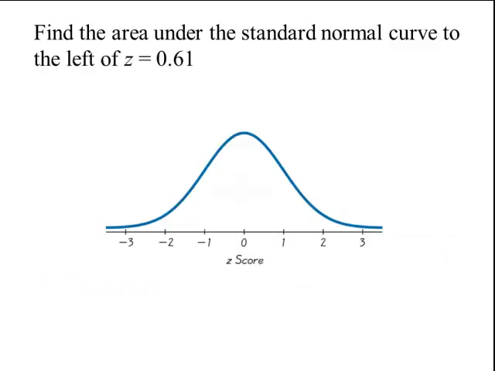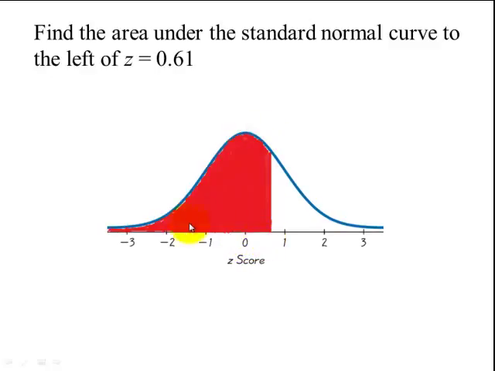Find the area to the left of z equals 0.61. This time the z is positive, so it goes above 0. And we want the area to the left. So just from the picture we know that the answer is going to be more than 0.5, because anything left of 0 is 0.5, and this contains a larger area.